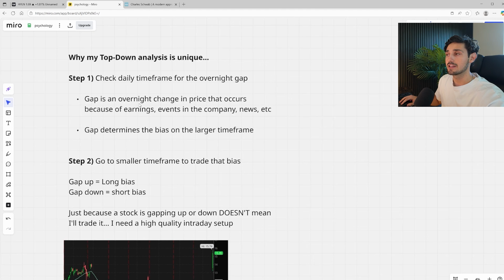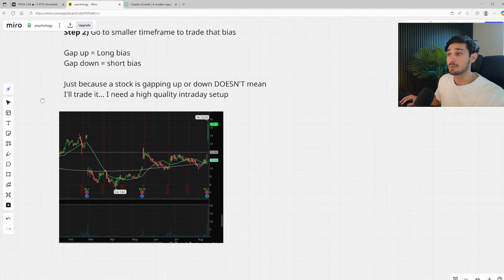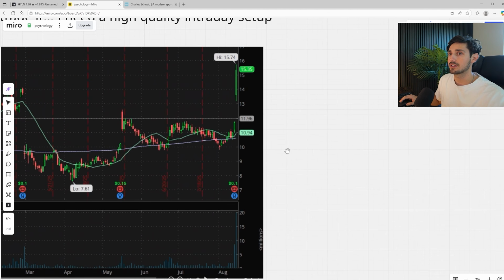And the reason these overnight changes in price occur is because of the company reporting earnings, or maybe events within the company, or macroeconomic data, or some random news that dropped, and it causes traders and investors to buy or sell that stock in the post-market or in the pre-market. And it literally causes that stock to gap, where that stock is opening at a different price than it closed the previous day.